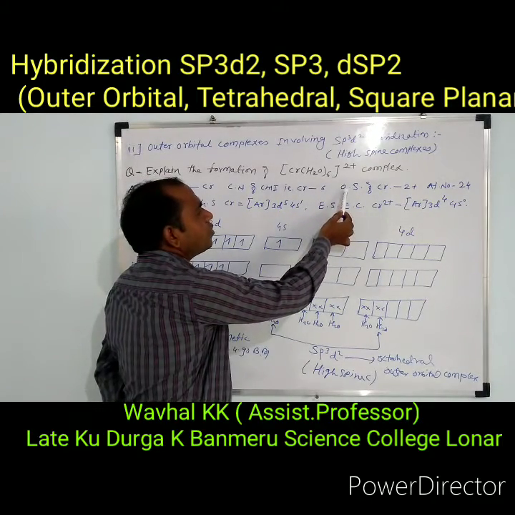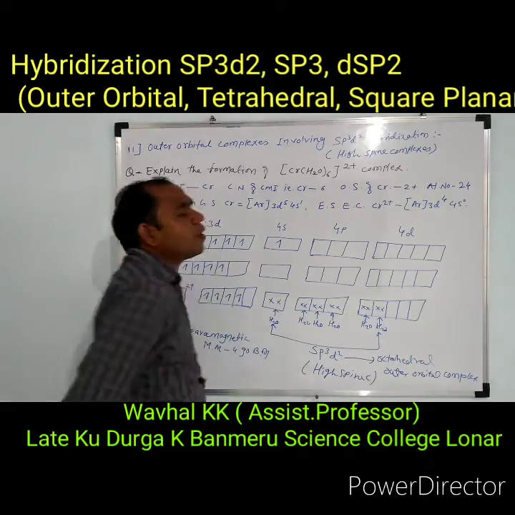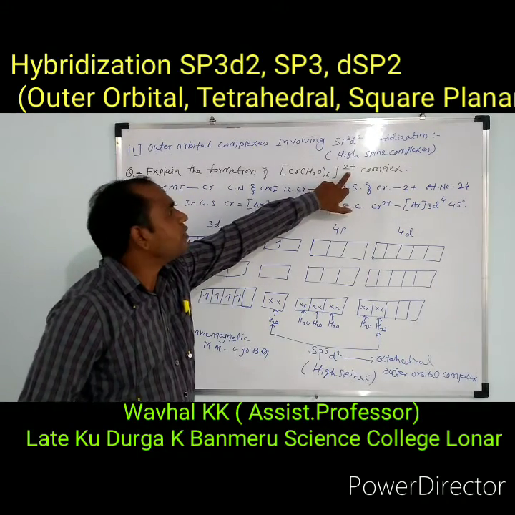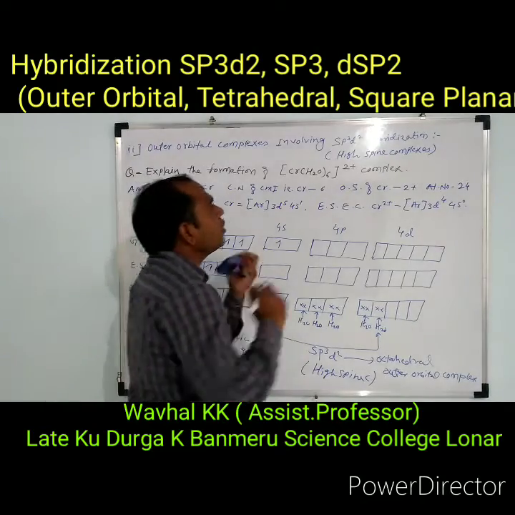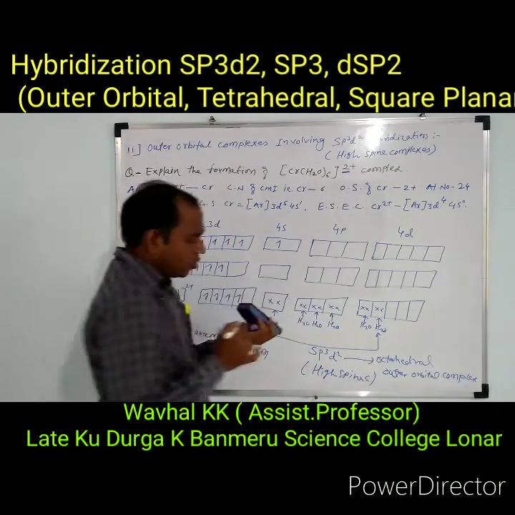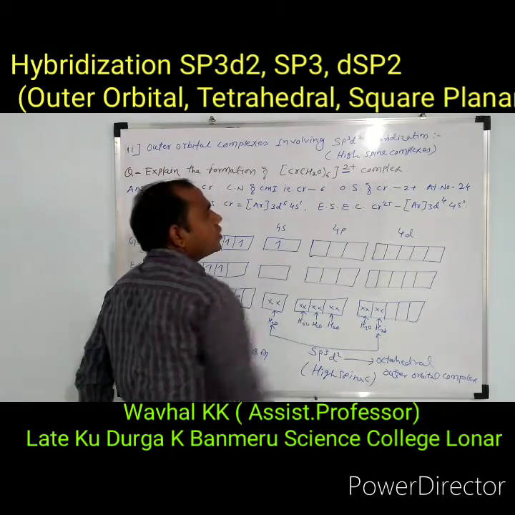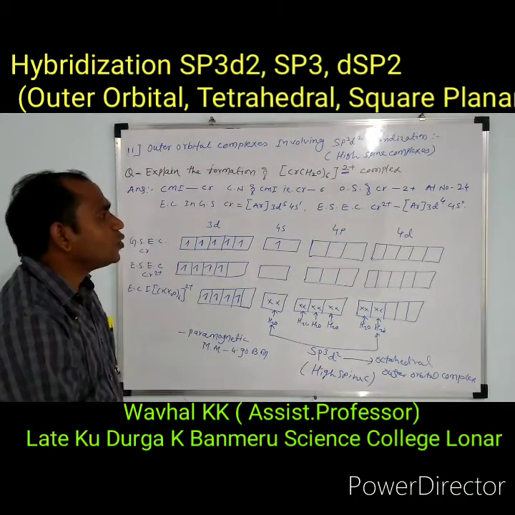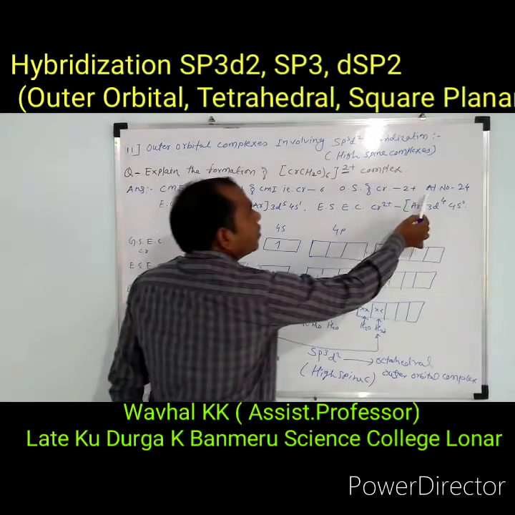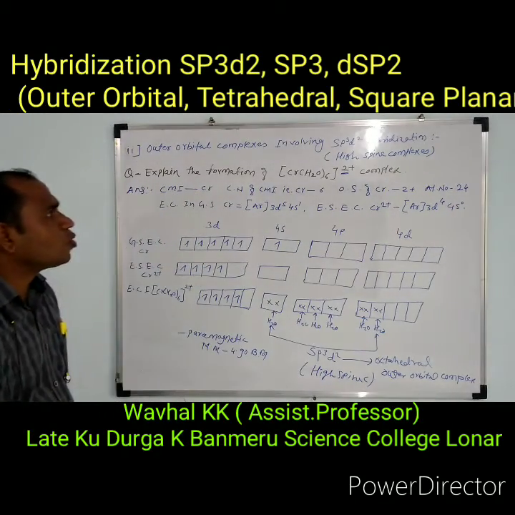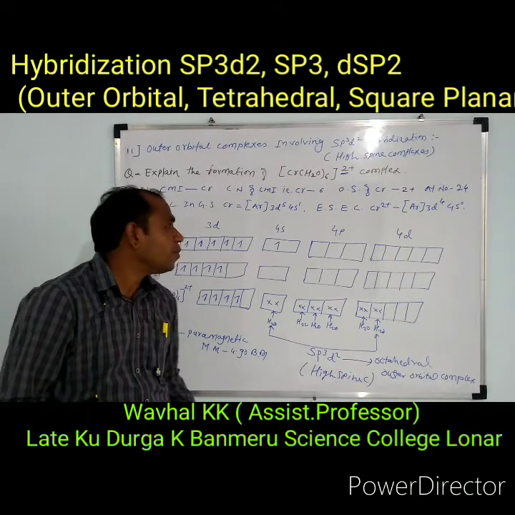The next point is the oxidation state of chromium. The charge present on the complex, that is 2 positive, is called the oxidation state of the chromium. Then the oxidation state of chromium is dipositive, or 2 positive. Then write down the atomic number of chromium. What is the atomic number of chromium? It is 24.